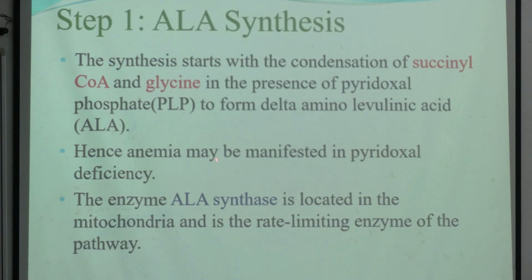So, this is the rate limiting step of the heme synthesis pathway also. The very first step, that is formation of ALA in the presence of PLP and ALA synthase in mitochondria, is the rate limiting step of the heme synthesis pathway. And in deficiency of vitamin B6, anemia can be a prevailing symptom. Okay.